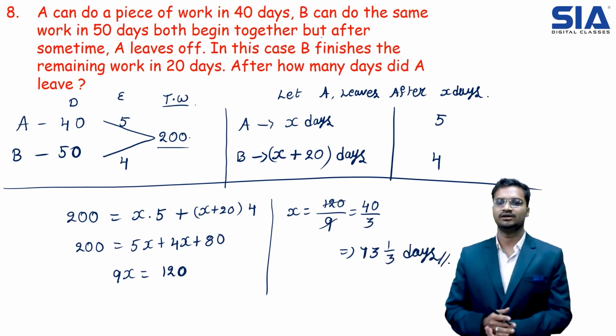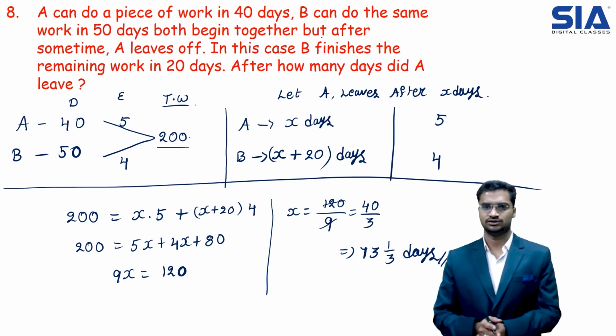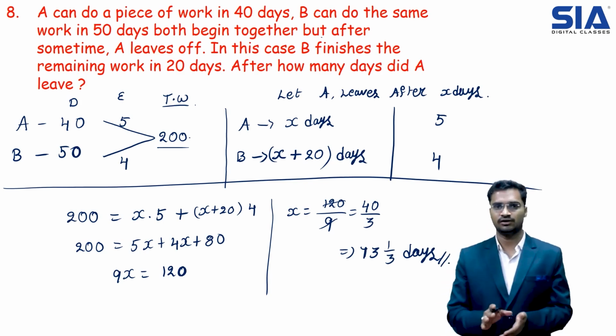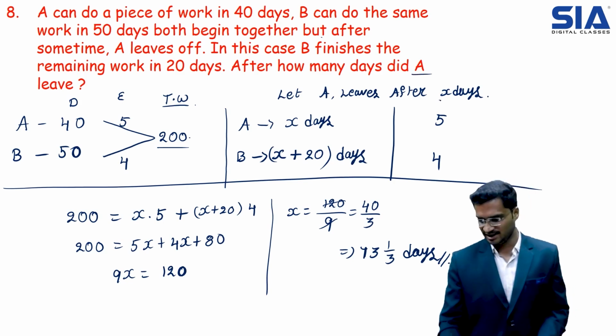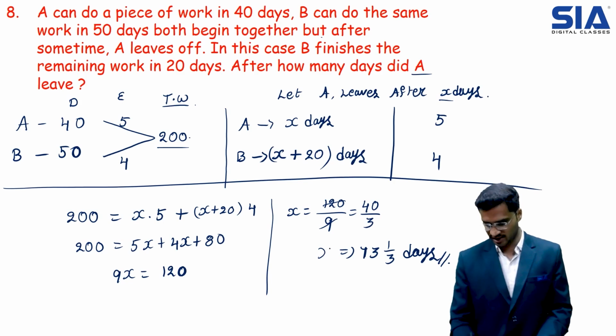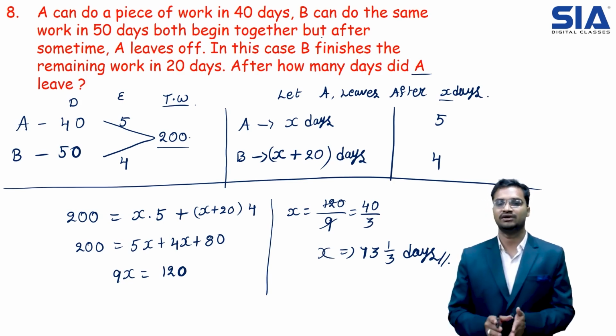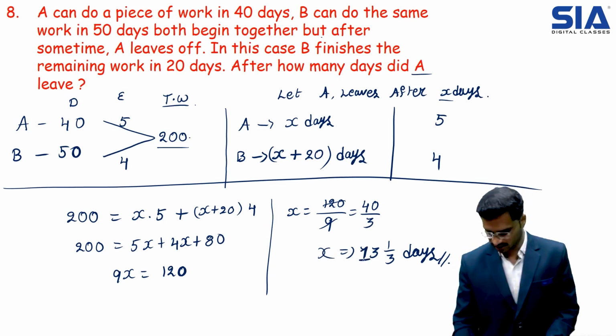Okay, 13 1/3 days. So our answer is 13 1/3. In our question, what did he ask? After how many days did A leave? So A has left after X days. So we have found the value of X. The value of X is 13 1/3.